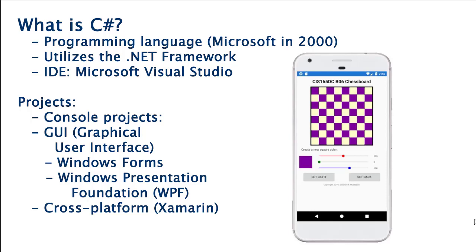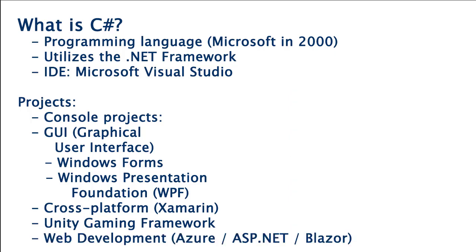Another thing you can do is the Unity gaming framework. Unity is a whole other engine that runs on top of Visual Studio, in which we can create graphical 2D and 3D games, but they are programmed and coded using C#. And finally, we can create web development projects. These can be server-side, they can be client-side. Traditionally, we did this with something called Active Server Pages or ASP.NET. Now there's a newer product that Microsoft's come out with called Blazor. And oftentimes we can do things in the cloud using their Azure cloud service. So lots of stuff we can do with C#. It's a very robust language, very versatile.